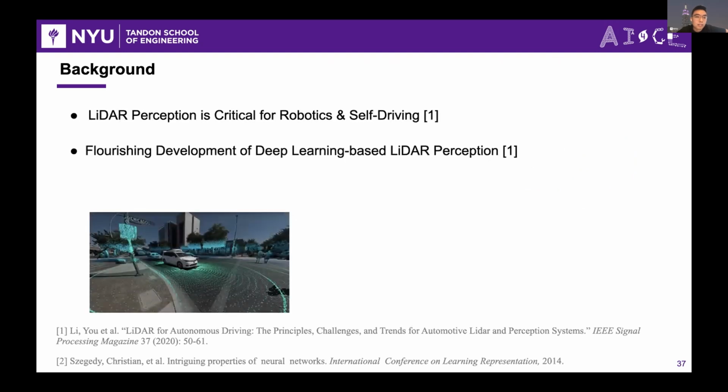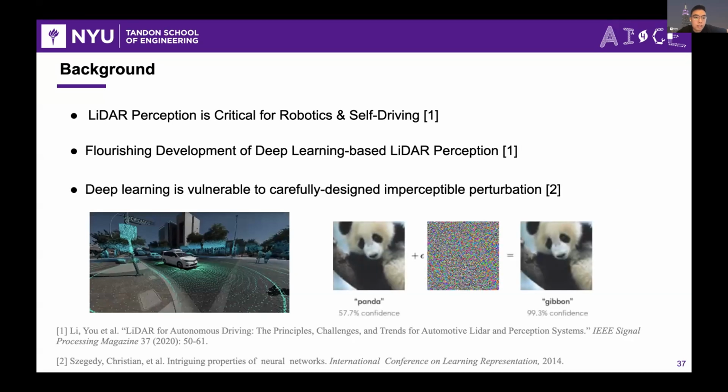The background is that deep learning-based LiDAR perception is quite critical. However, deep learning is vulnerable to carefully designed imperceptible perturbation. For example, in 2D object recognition, you can see that if we add some very imperceptible noise onto this 2D image, the deep learning model will misclassify the panda as a gibbon. However, to our human eyes, this picture is still a panda, right?